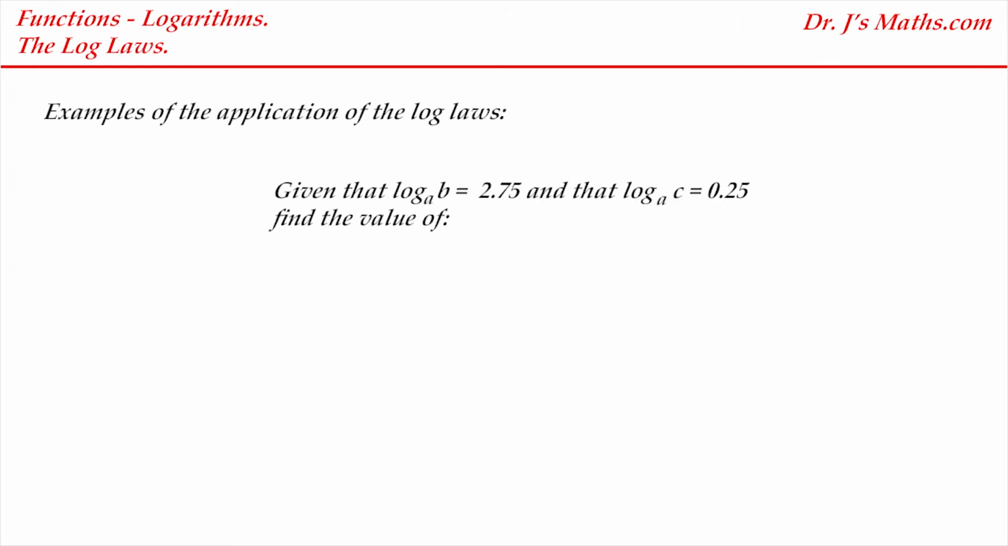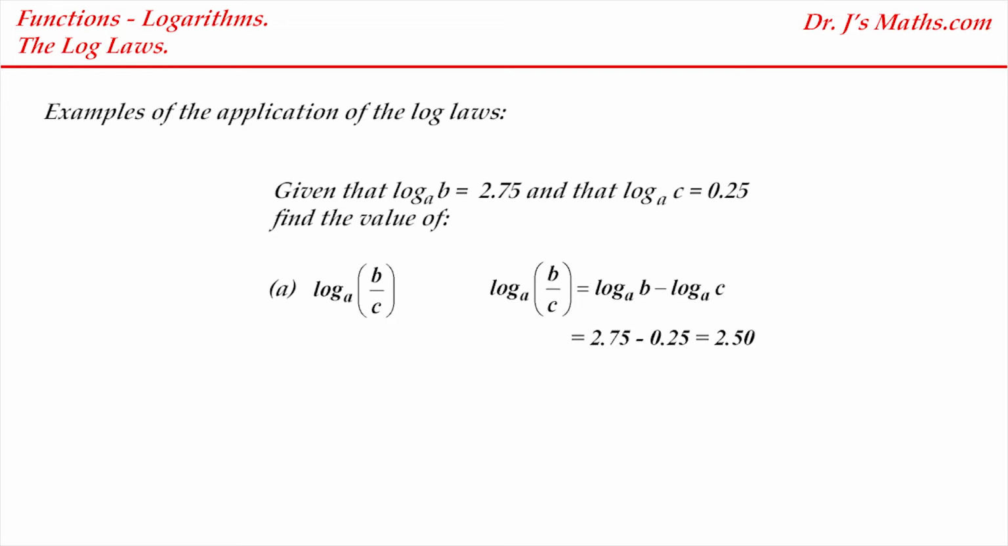Third example, we're given that log b to the base a is 2.75 and log c to the base a is equal to 0.25. Now we know nothing about a, b and c, that doesn't matter. So the first question is, evaluate log of b over c to the base a. Well, as soon as we have a fraction, we know we can subtract those logs. So the fraction thing is log b to the base a minus log c to the base a. Now we've got our numbers for that, so it's 2.75 minus 0.25, which is 2.50.